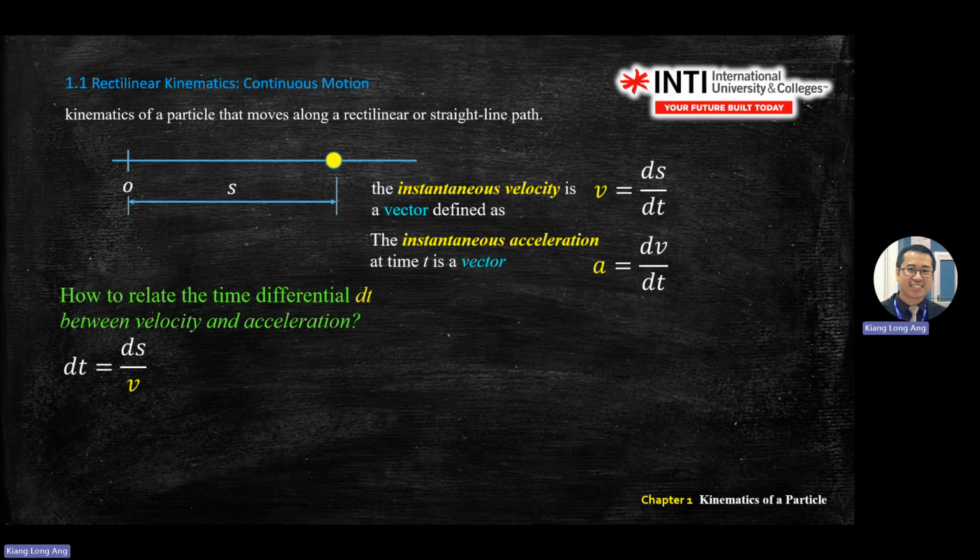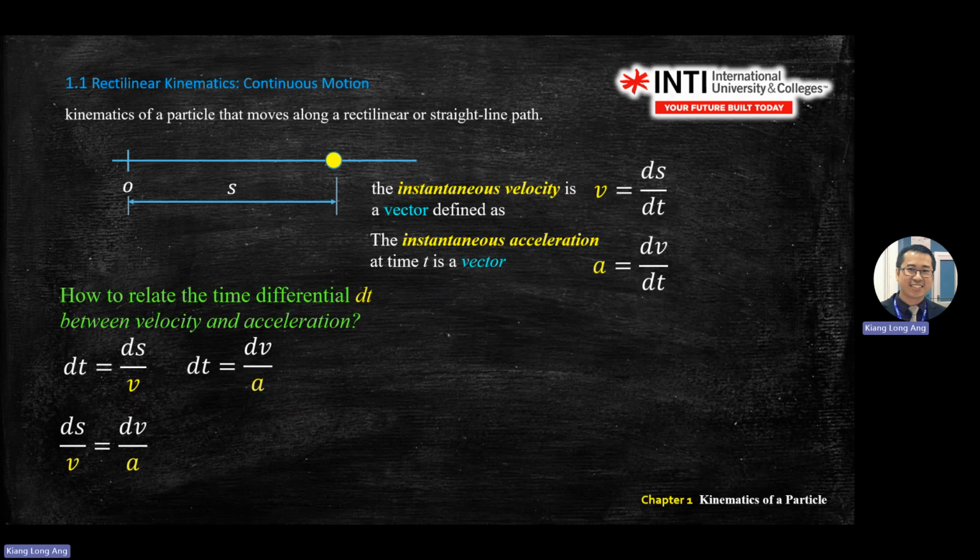This is the mathematics steps. You move around the parameters: you move the v down, you move the a down. Basically you are equating the dt, the time differential, meaning you are looking at the time dimension. When you have the same thing, you equate them together and rearrange them. That's what you see on the screen here: ds over v equal to dv over a.